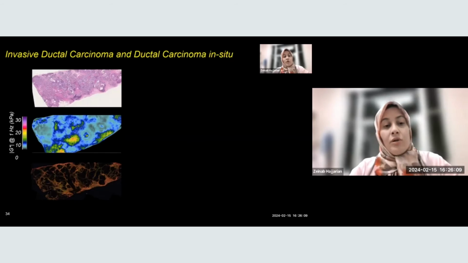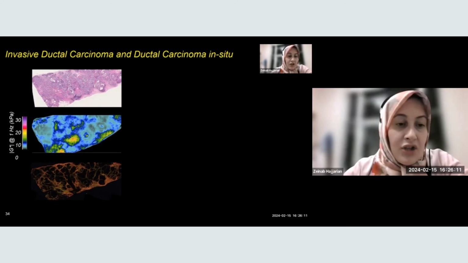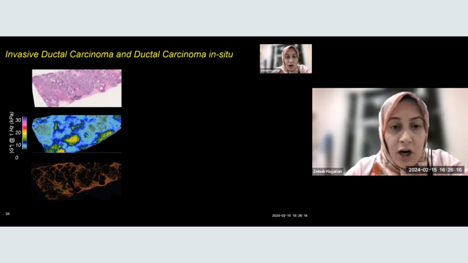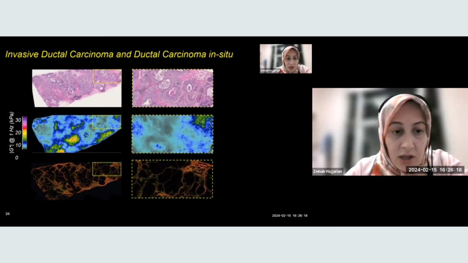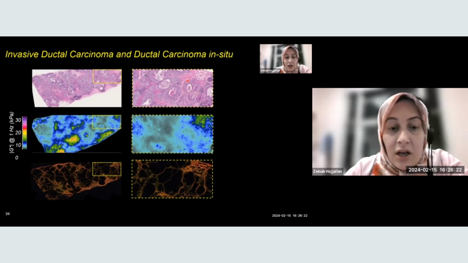Moving on, we wanted to look at it in the context of the pathology of the disease. So this is an example of an invasive ductal carcinoma that also harbors some ductal carcinoma in situ. These are blown out regions of ductal carcinoma in situ. We can appreciate the proliferation of these purple things, which are the cells.